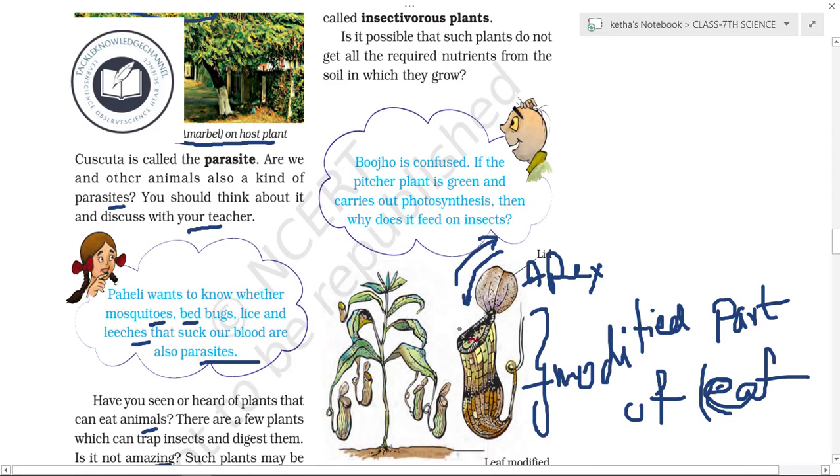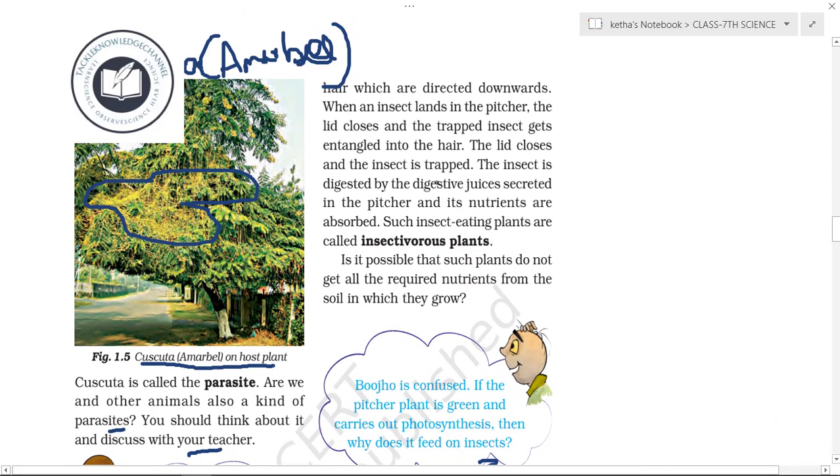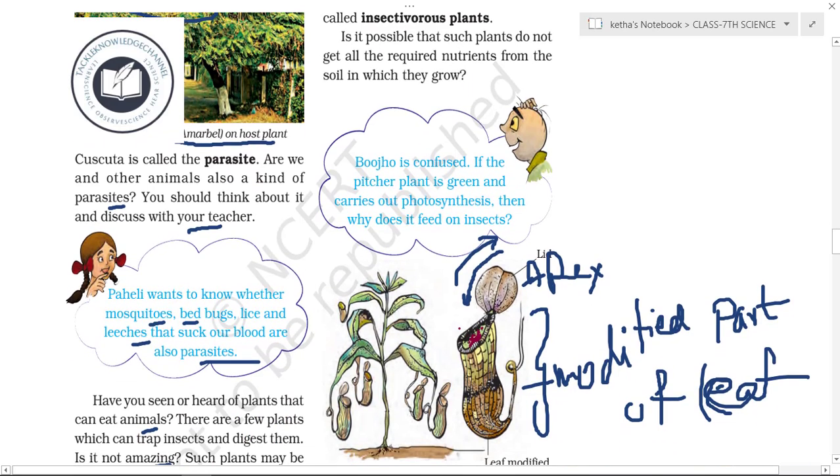So when the insect is going to sit on this pitcher, as soon as the insect sits on it, it is going to be trapped by its lid. The lid is going to close and the insect is trapped in the entangled hairs. As soon as the insect sits on this pitcher plant, the lid immediately closes.